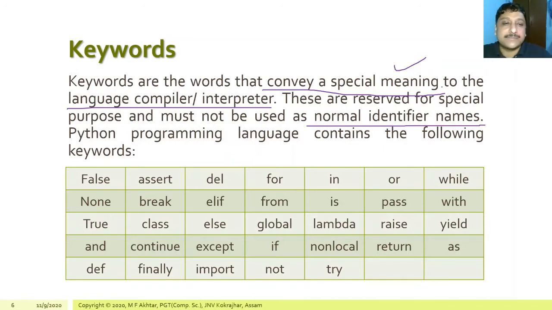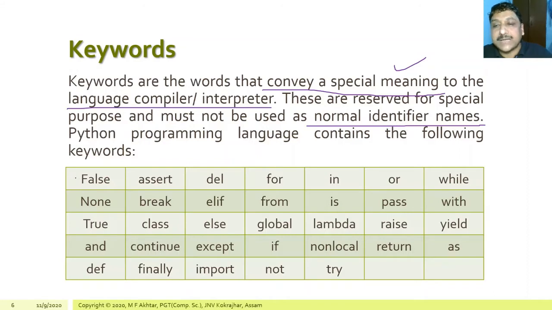Python programming language contains the following keywords. These are the complete list of keywords available in the latest Python programming language. These are the words. You must remember all those words because they will be asked in the exam. And one thing must be noted here, that some keywords have the first letter capital, and the rest of the keywords are written only in small letters.